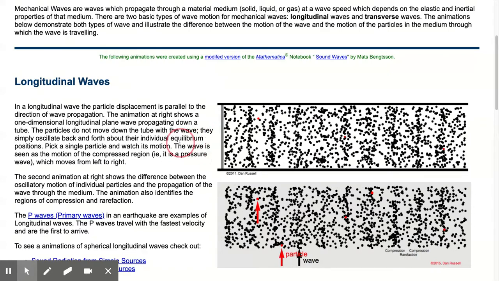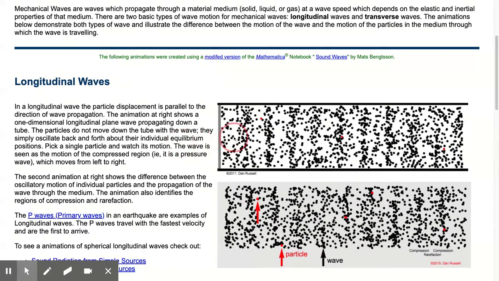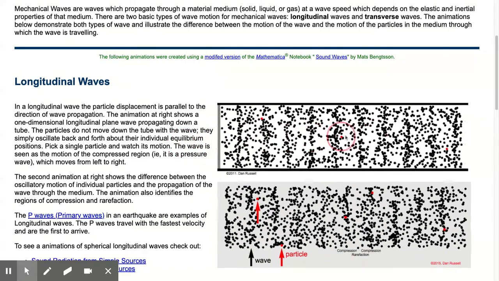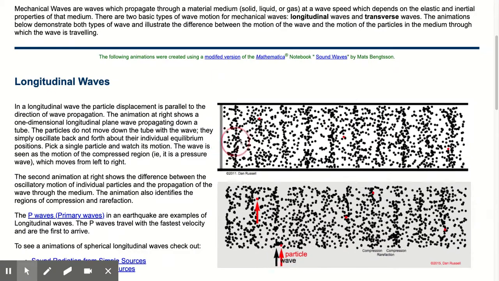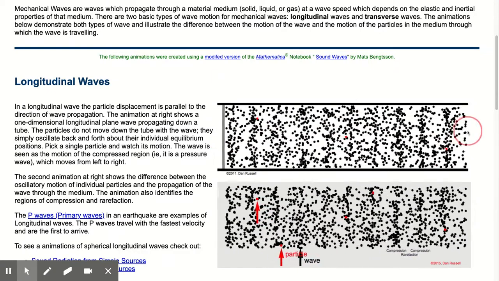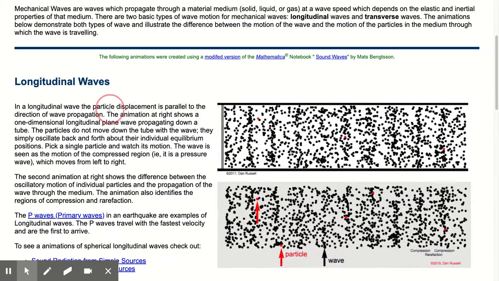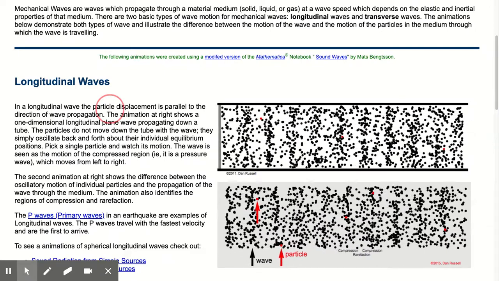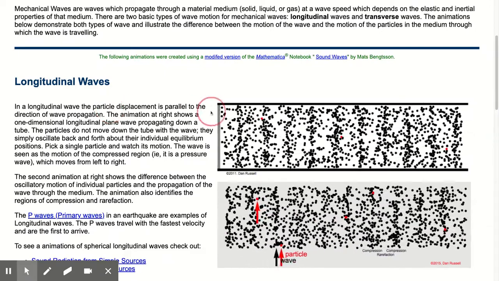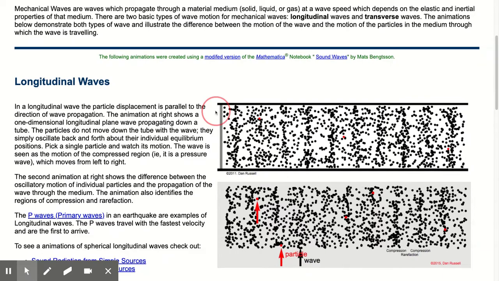So this gray barrier is providing the driving force, and the wave is propagating in the same direction. So they are parallel to each other. We call that a longitudinal wave. And this is the type of wave that sound is. So these little dots would be air molecules vibrating.